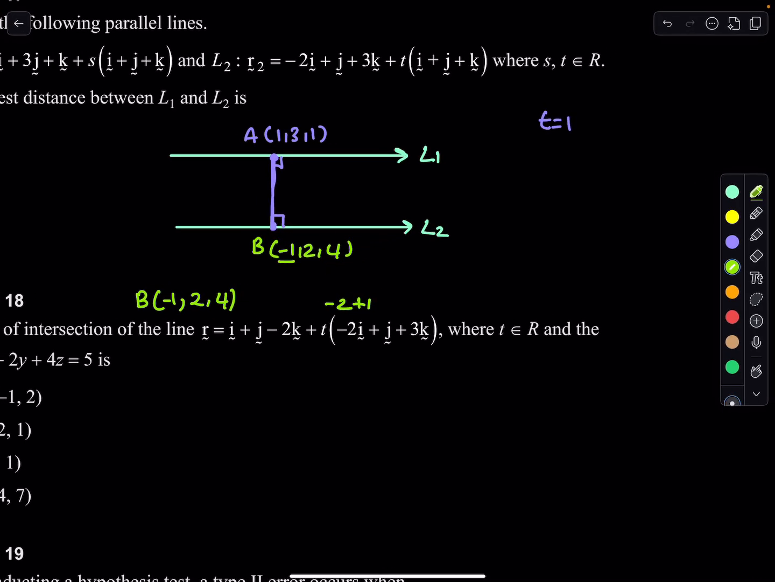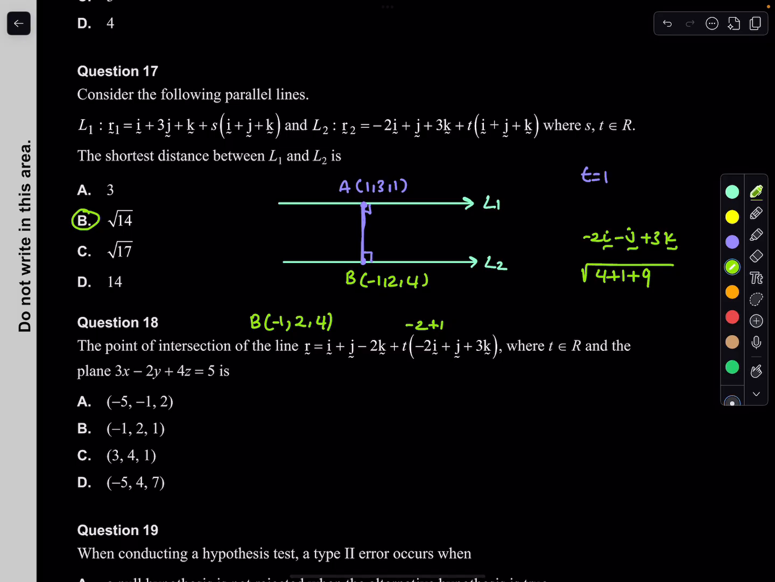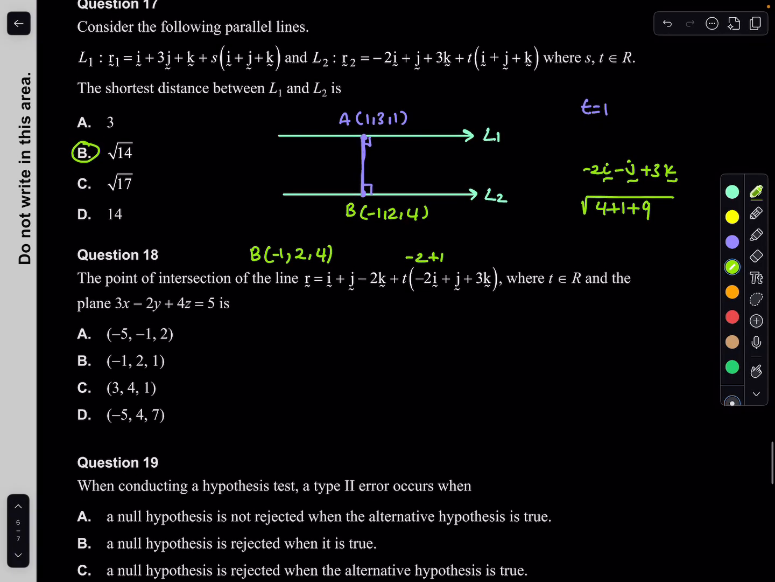So what's negative 1 minus 1? It'll be negative 2, so negative 2i. What's 2 minus 3? That'll be negative j. And what's 4 minus 3? So plus 3. Okay, let's take the square root of that. It'll be 4 plus 1 plus 9, which is root 14, which is b. Yeah, not really. That was dumb of me to do such a long process. There's an actual formula for this. I don't know why I did this, but that's how you would think of it critically. But that took too long. 17 is B.